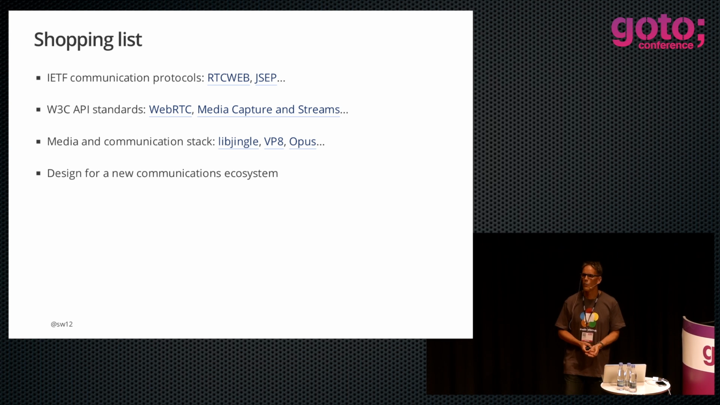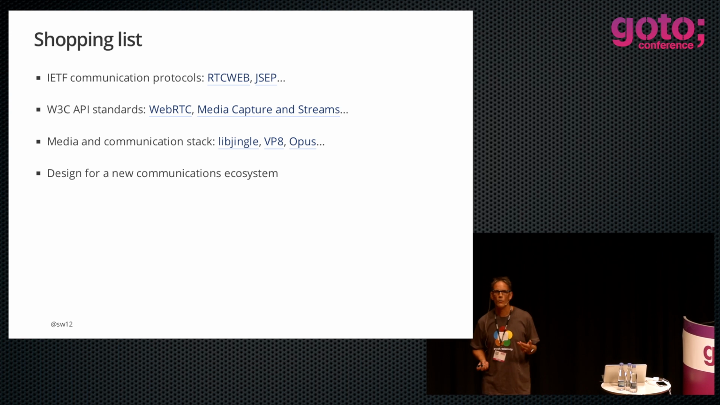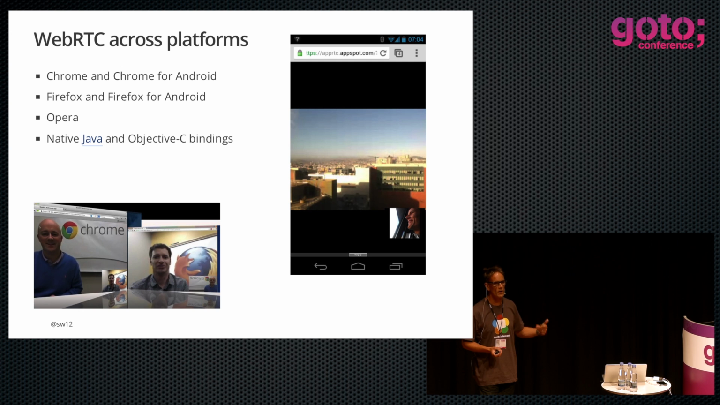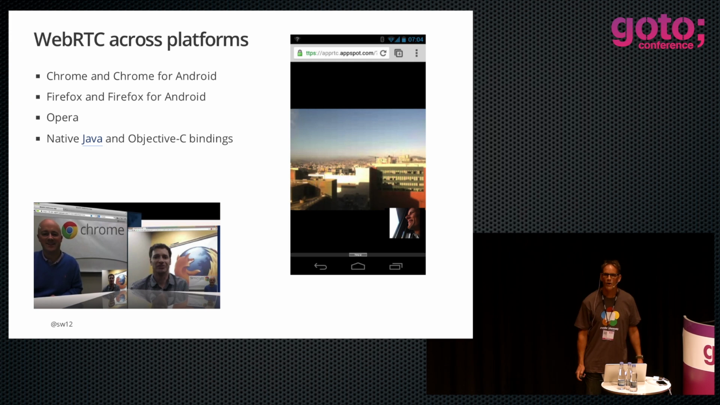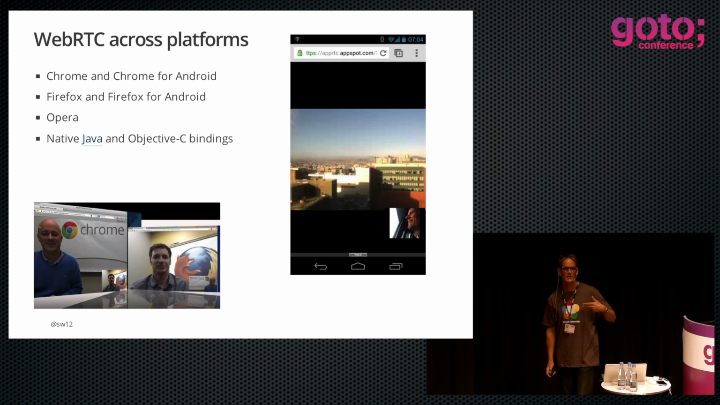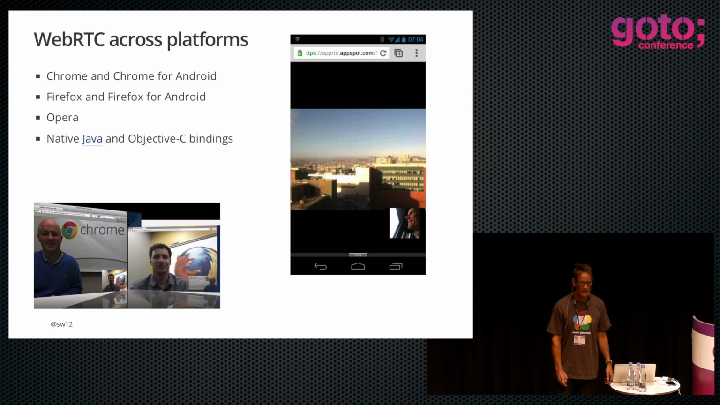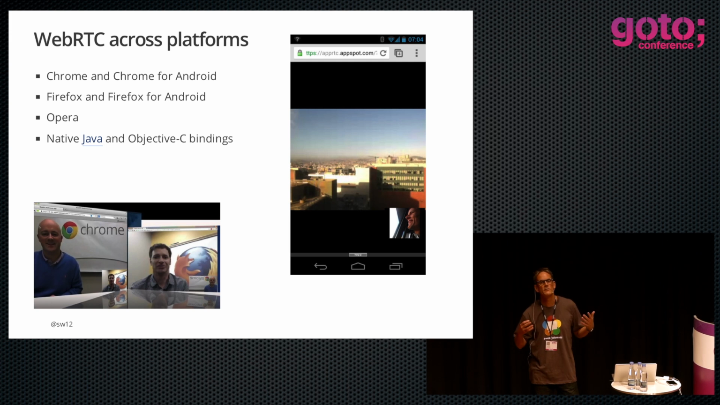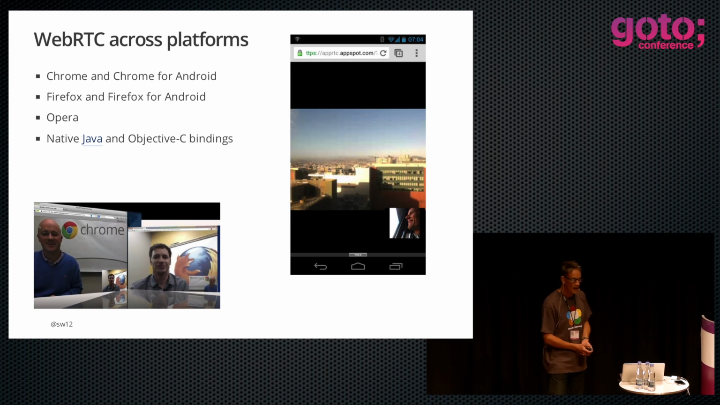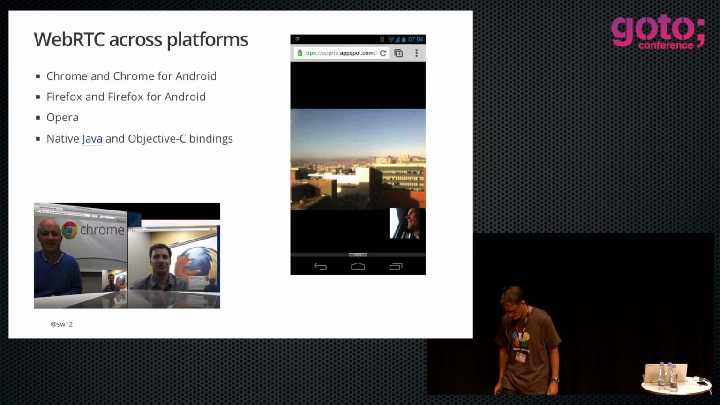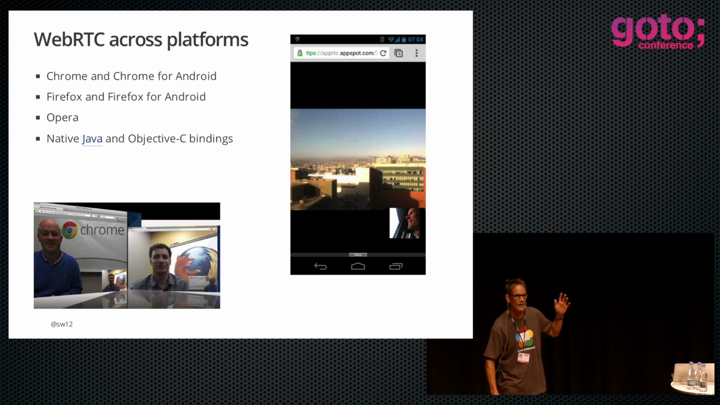So where are we now? We have WebRTC APIs implemented on Chrome and Chrome for Android, Firefox, and now Firefox for Android, which is great. Opera have said that they will be implementing on desktop and for mobile. Opera, of course, has moved to Blink, and we've now got native bindings for WebRTC in Java and most recently for iOS in Objective-C.